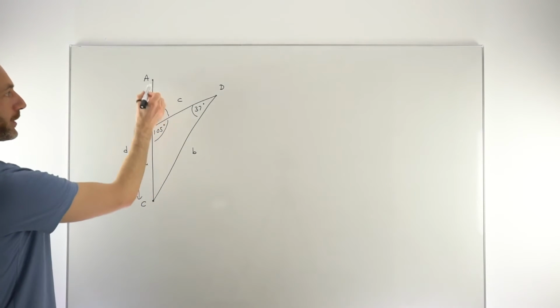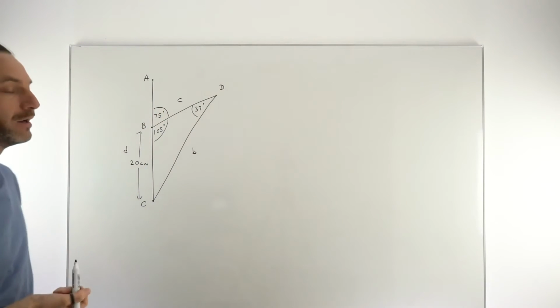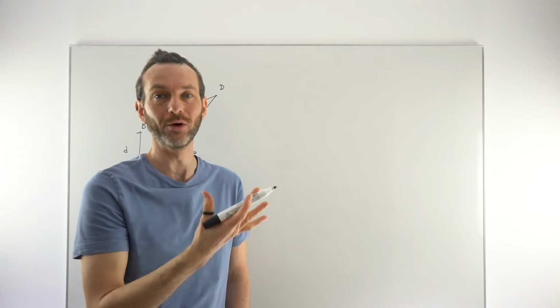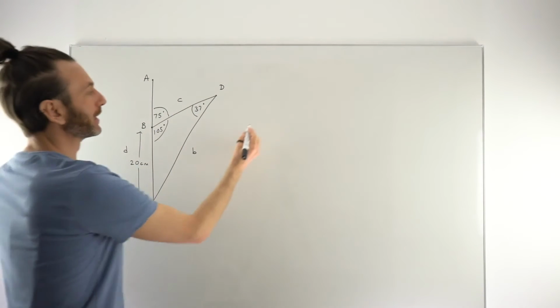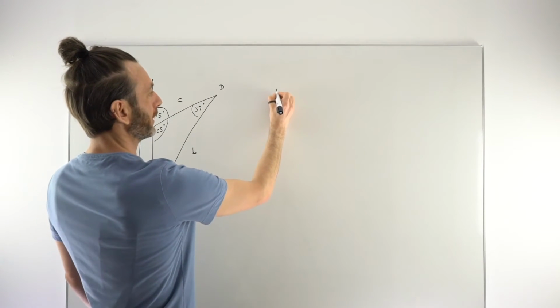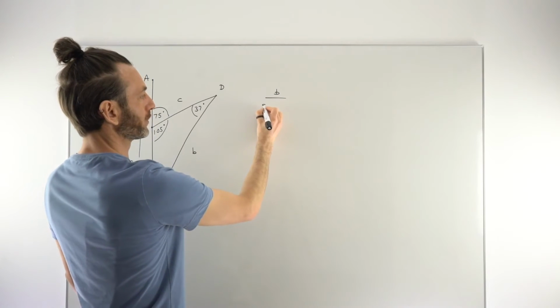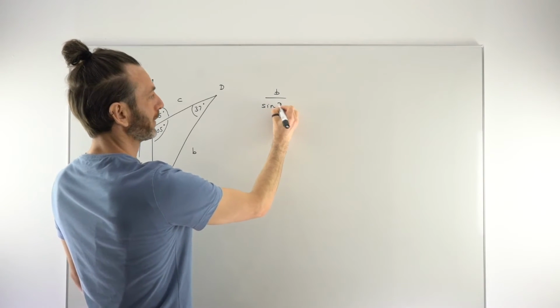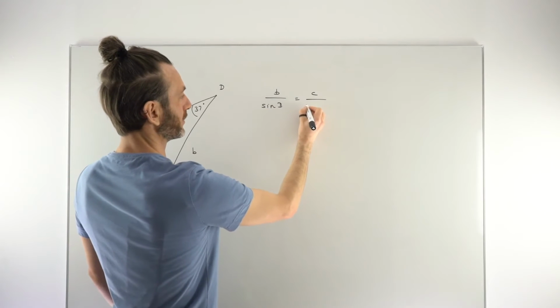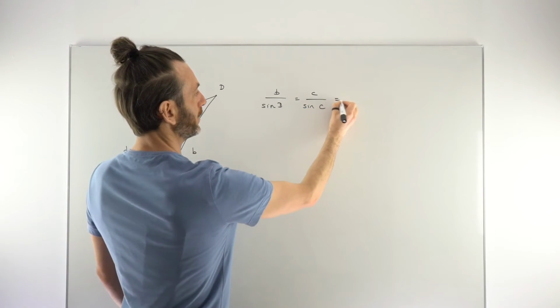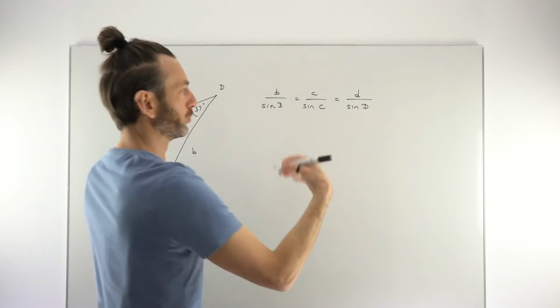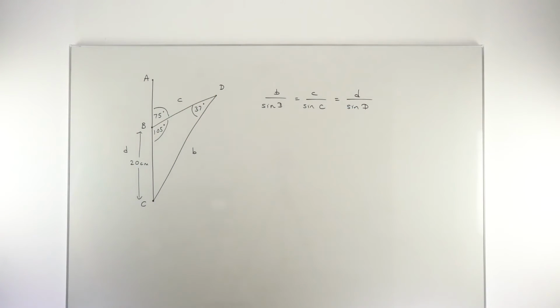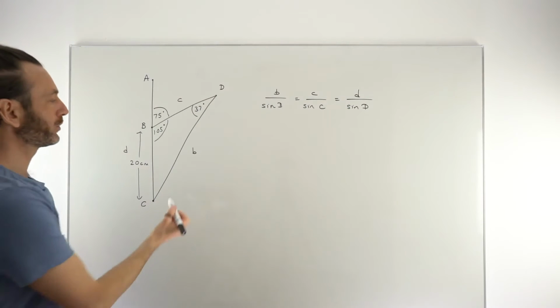A little bit awkward because a is not really involved here, and the formulas, remember, are written on the formula sheet as a, b and c. So we're actually doing a BCD triangle. So our sine rule is going to be b over sine b equals c over sine c equals d over sine d. So we're just updating the normal formula from the formula sheet.